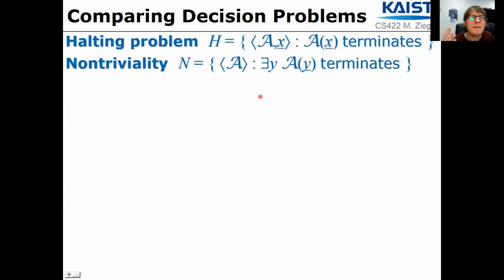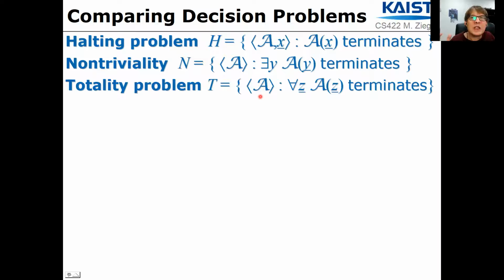And the first question is, how difficult is that? Is that decidable? Is that semi-decidable, more or less than the halting problem? We're going to answer that question using a formalization that will appear at the bottom of this slide.